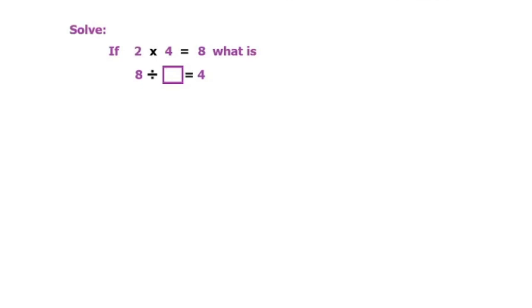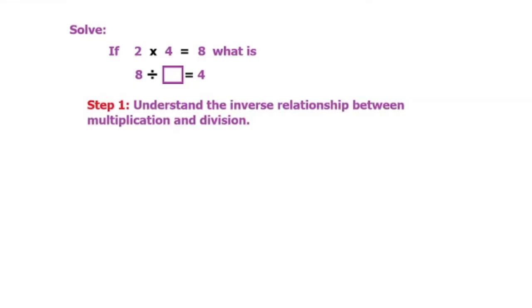In this video, we're going to learn about the relationship between multiplication and division. So if we have a problem like this that says solve, if 2 times 4 equals 8, what is 8 divided by blank equals 4? And we need to find the blank. So the first thing is to understand the inverse relationship between multiplication and division.